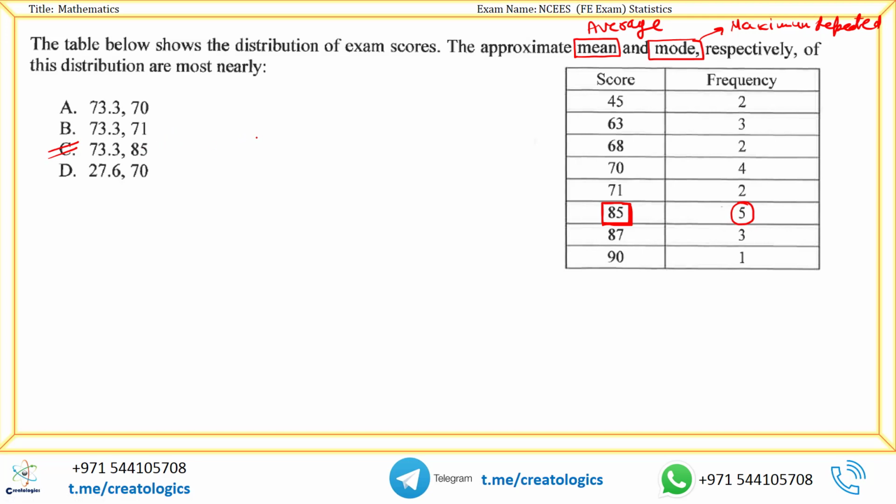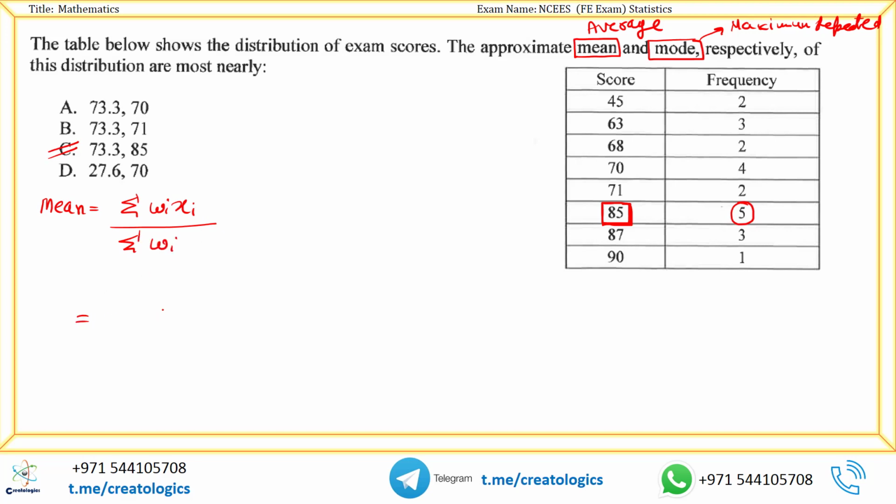But okay, let us calculate the mean also, just for the practice. We got our answer, that's it, but sometimes you can reject other options also to get the answer. What will be the mean? Mean will be the sum of these frequencies and the scores product divided by the sum of all frequencies.